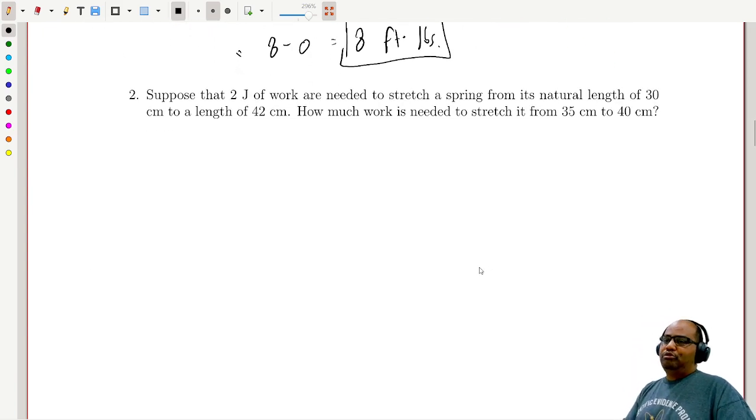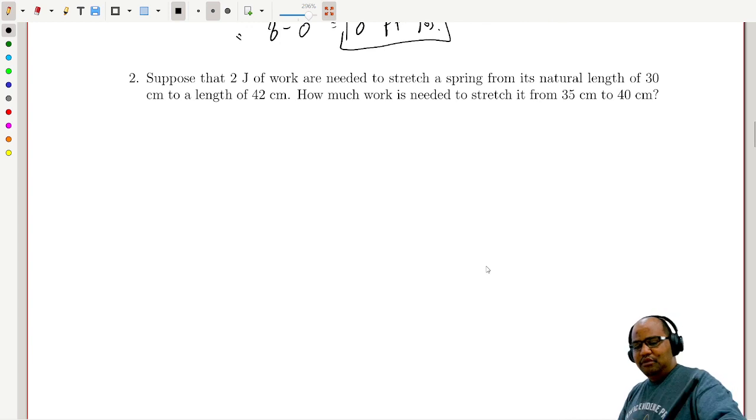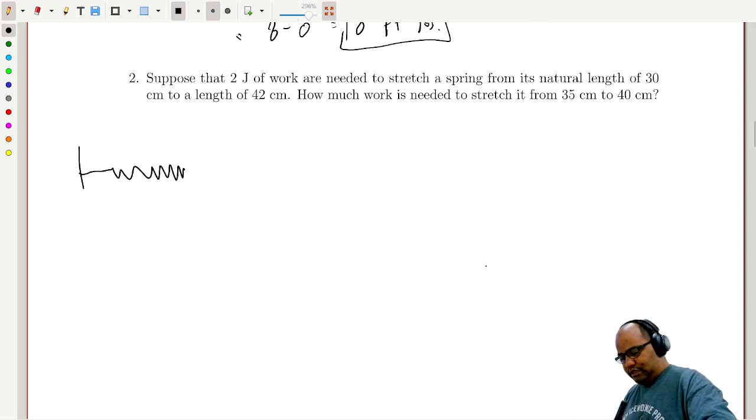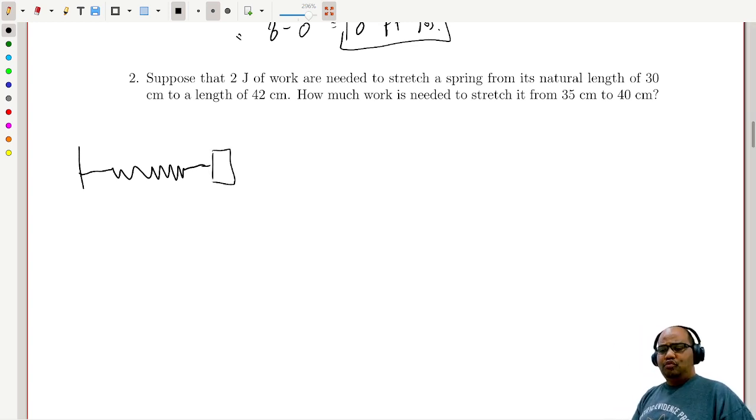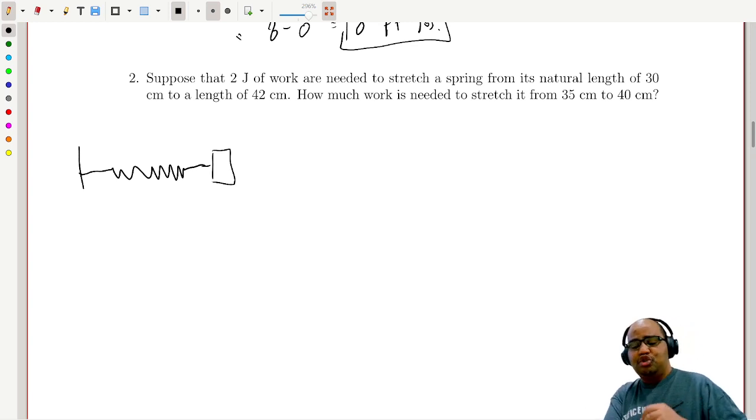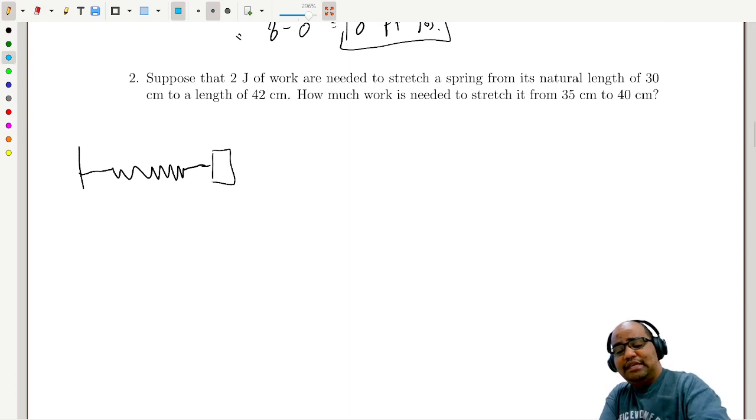So now let's go into a second spring problem here. Let me go ahead and draw the spring first. Okay, there's our spring. So it takes 2 joules of work to stretch the spring from its natural length of 30 centimeters to a length of 42 centimeters. So let's actually start with that one. Let me go ahead and highlight that here in this sky blue.